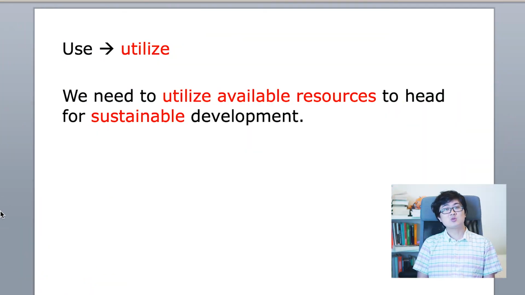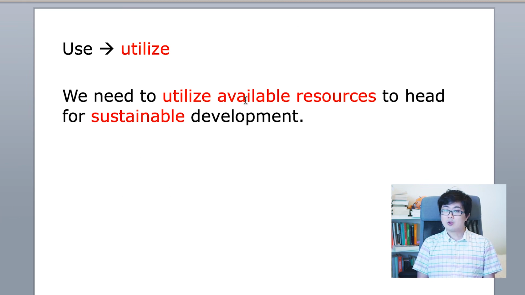Okay, and the last word to use is to utilize instead of saying use all the time. Now, utilize is not exactly the same as use. Utilize means you use something for a purpose. You use something in a very, very positive and effective way. For example, you can say, we need to utilize available resources to head for sustainable development.